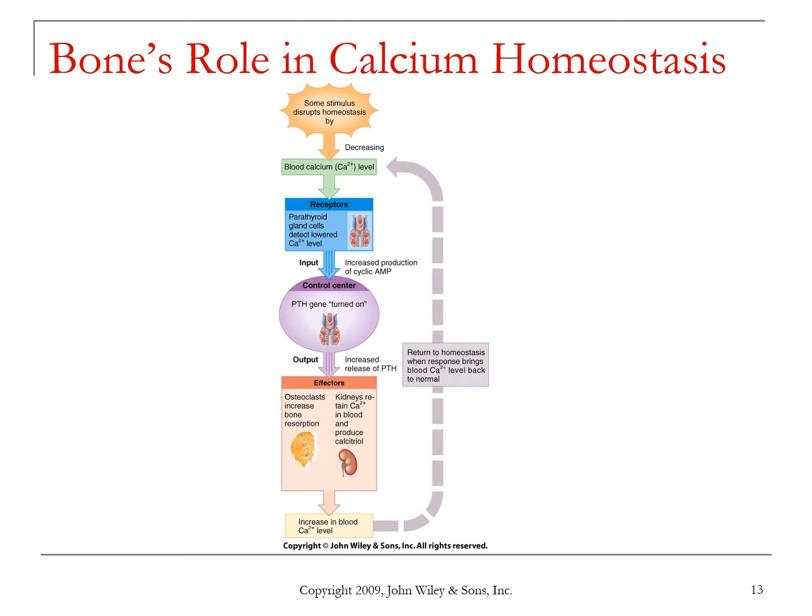This will be detected by receptors in the parathyroid glands, and in response to the low calcium, these glands will release increased amounts of parathyroid hormone. So the parathyroid hormone gene is turned on in a signaling pathway. The body increases the amount of parathyroid hormone.